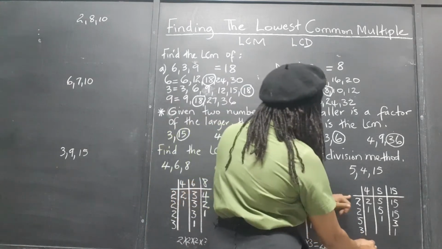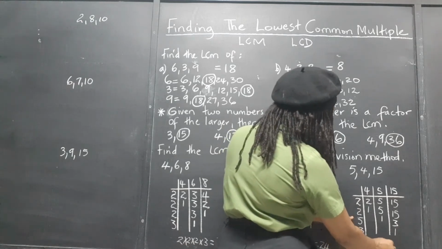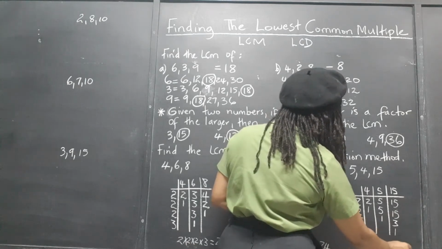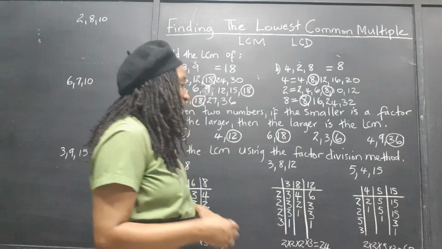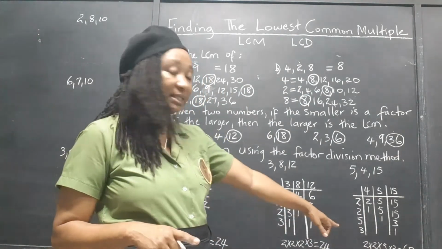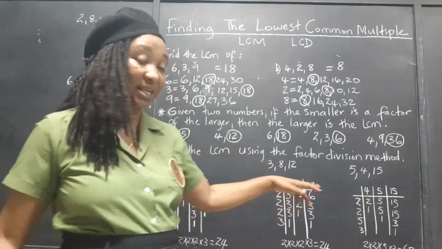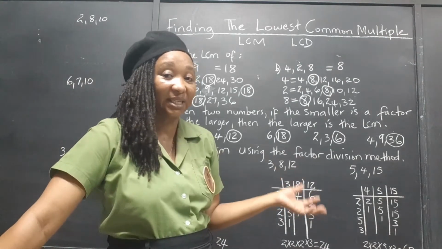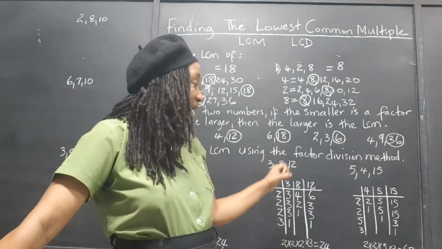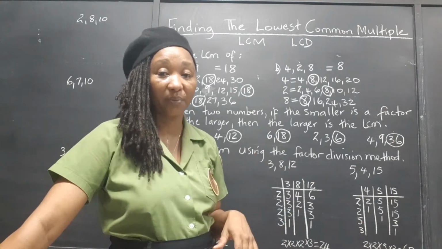So 2 times 2, that's 4. Times 5, that's 20. Times 3, that's 60. So the LCM of 5, 4, and 15 is 60. So 60 is the smallest number. As big as 60 seems, it's the smallest number that 5, 4, and 15 can divide into without leaving a remainder.